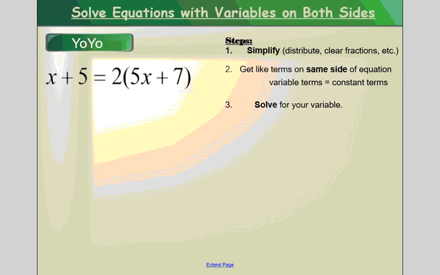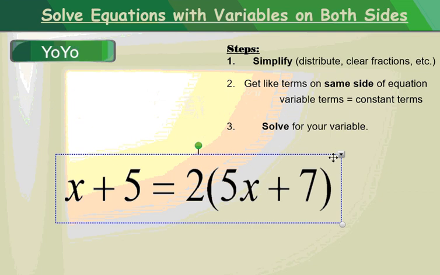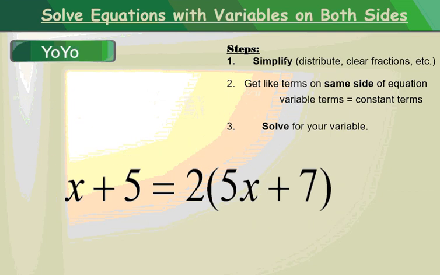Can I give you a chance to try one? So pull out your whiteboards. Your problem, kind of zoom in and make it a little easier to see, is this guy. But applying the same steps. You simplify, so you're probably going to have to distribute. Then you need to get your like terms to the same side. Then you're going to need to solve.